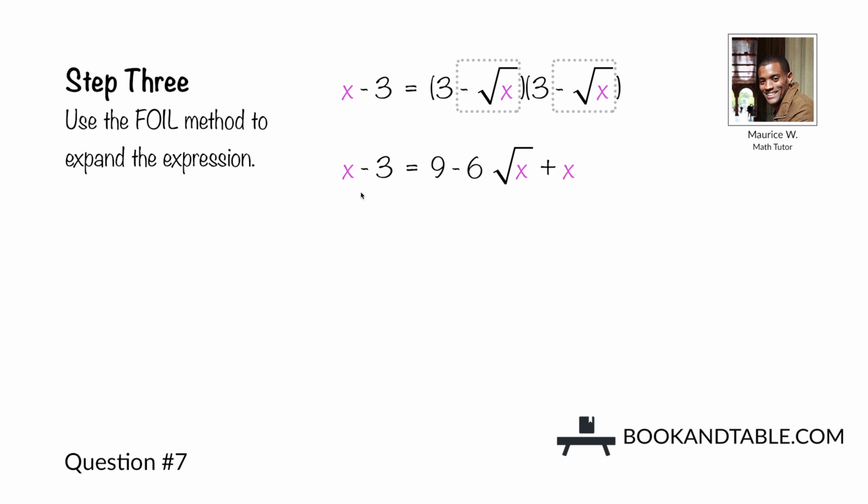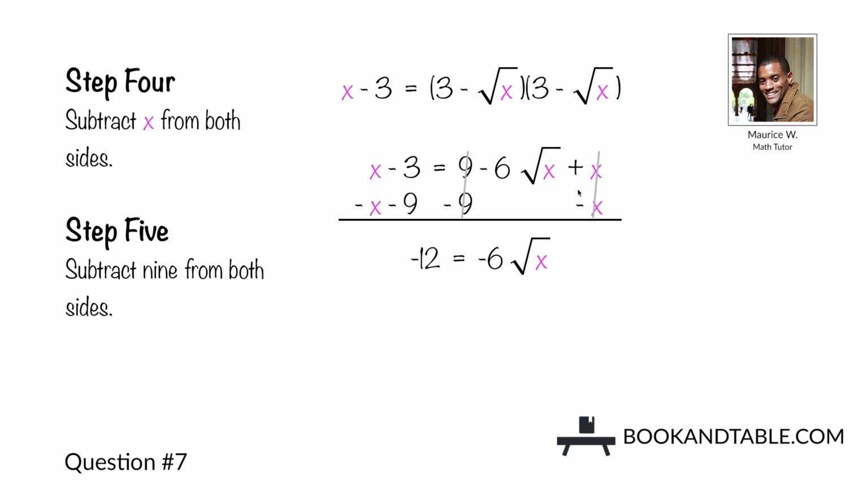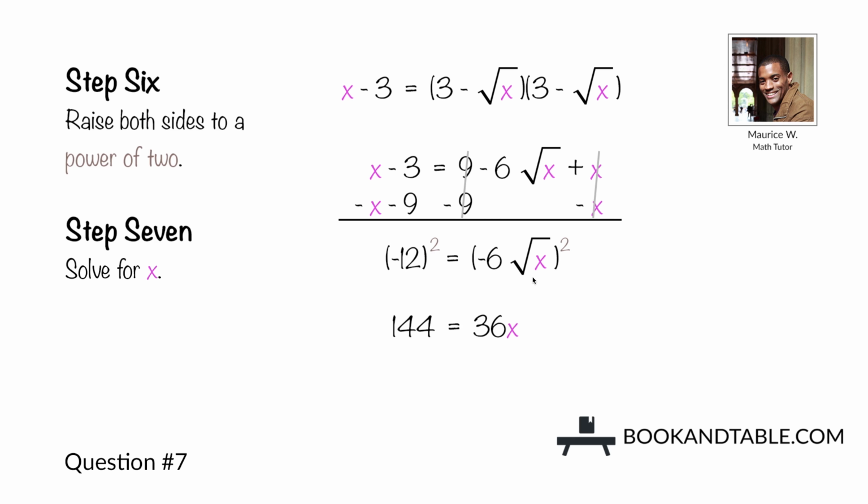So now that we've expanded the expression, we want to isolate the second radical now. So we'll want to move this term 9 to the left side. So we'll subtract 9 from both sides. And we'll move this positive x to the left side by subtracting x from both sides. So step 4, subtract x from both sides. X minus x is equal to 0. Step 5, subtract 9 from both sides. Negative 3 minus 9 is equal to negative 12. And now that we've isolated our second radical, we can raise both sides to a power of 2 to get rid of this radical.